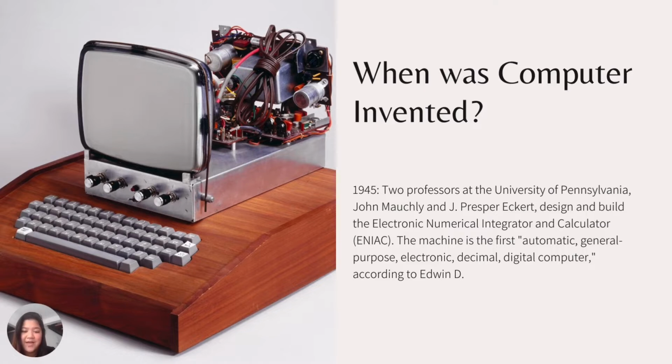The computer was invented in 1942. Two professors of the University of Pennsylvania, John Mauchly and J. Presper Eckert, designed and built the Electronic Numerical Integrator and Calculator, or ENIAC for short. The machine is the first automatic general-purpose electronic decimal digital computer, according to Edwin Lee.